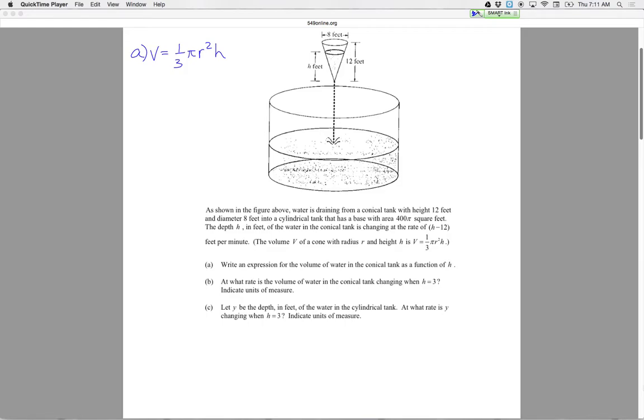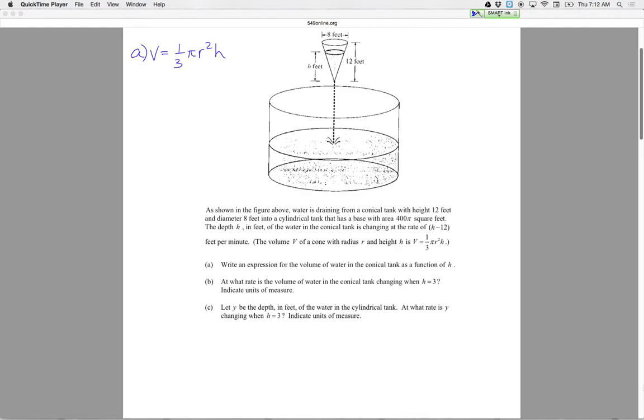So very good practice here, some pre-calculus stuff. We know what h is. It says the depth h in feet of water, and that's the rate of change for h. So is that going to help us? Is the last line of this problem going to help us? No, rate of change is not going to help us right now because that's not what they're asking for. They do tell us that water is draining from a conical tank at a height of 12 feet, diameter 8 feet in the cylindrical tank with a base area of 400 pi square feet. Okay?